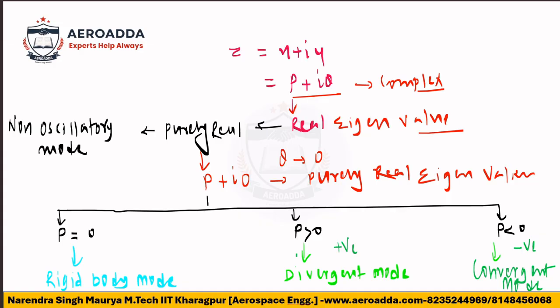Now, how it is coming back, that is also clearly mentioned. Divergent mode will be there, but exponentially. Convergent mode, it comes to the equilibrium, but what path will it follow? It will follow an exponential path.